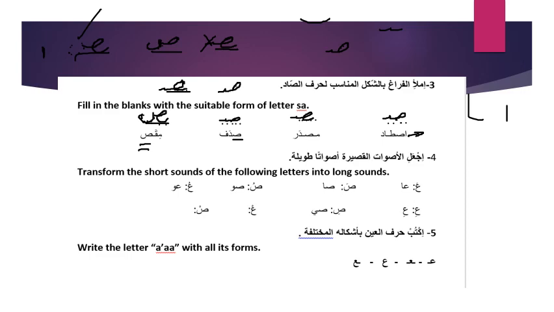Now, transform the short sounds of the following letters into long sounds. I'm just going to remind you of the letter A. Here we have A with fatha. What does it become? A, up. So we have to choose the first form of the letter A that comes at the beginning.